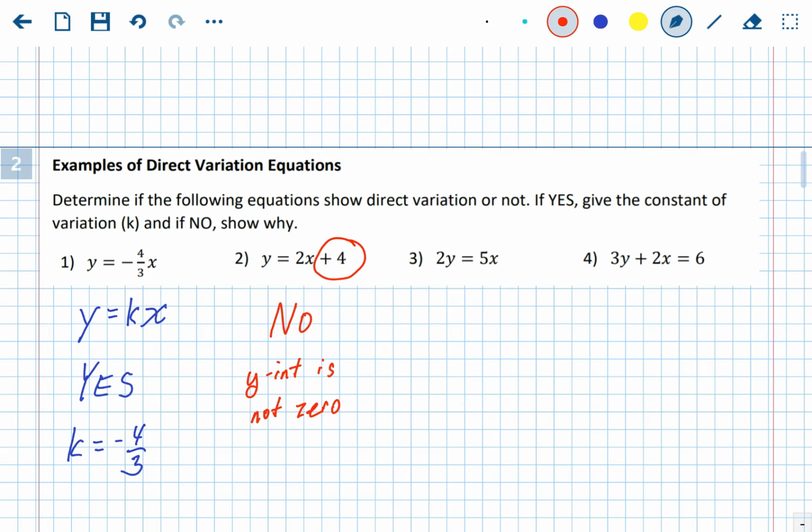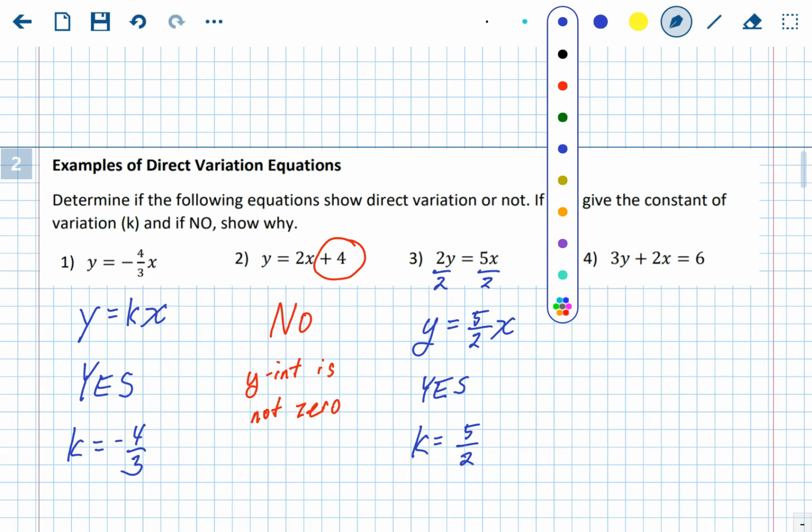Okay, what about 3? 3 is not in the form y equals kx. Now, 2 wasn't in the form y equals kx either, but we couldn't make it into that form because of that y-intercept. 3 is not in the form, but we could make it into the form if we divide both sides by 2. So now we get y equals 5 halves, 5 over 2, x. And now that's in y equals kx form, which means this is still direct variation. Yes again. And your k value is not the number in front of x until it's in that y equals kx form. So your k value is not 5, it's 5 halves. It has to be in that form.